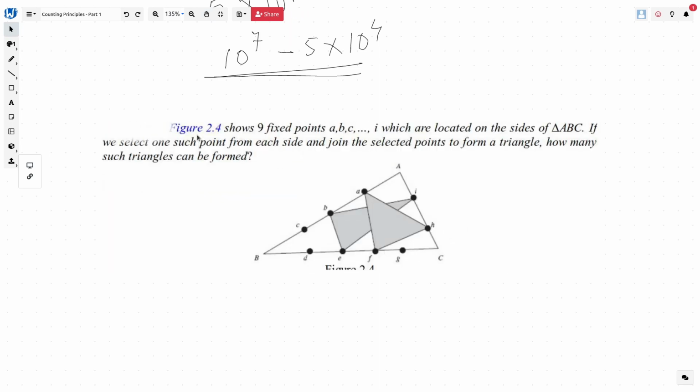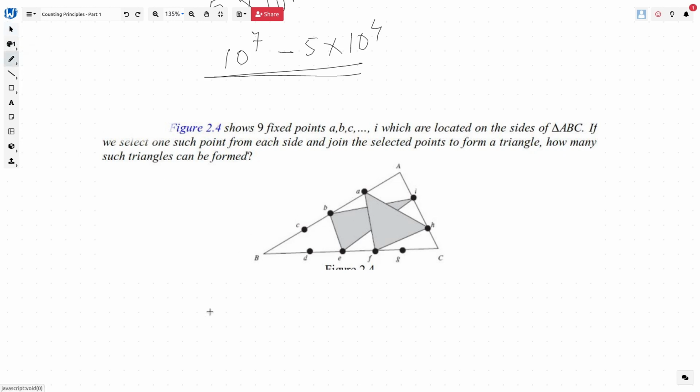Figure 2.4 shows 9 fixed points A, B, C, D, E, F, G, H, I located on the sides of a triangle. If we select one point from each side and join the selected points to form a triangle, how many such triangles can be formed? So we have to select from each side. From side AB we can select in 3 ways.